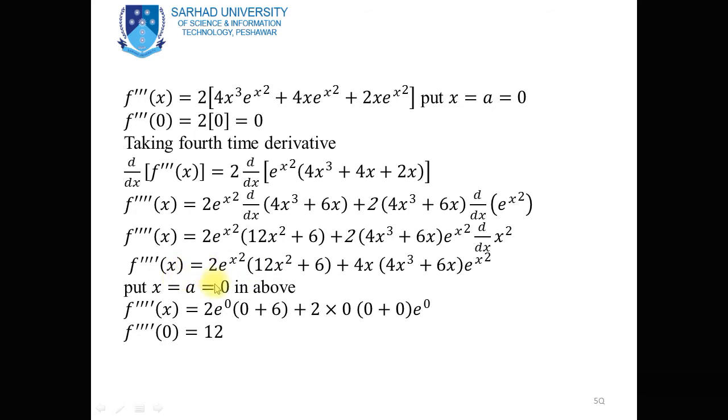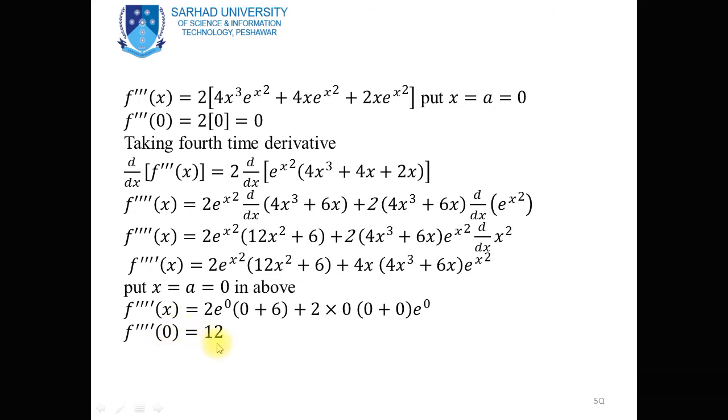Now putting x is equal to a, and a is equal to 0, in this fourth order derivative, we obtain the fourth order derivative of the function. Actually this term is a multiple of x, so putting x is equal to 0, this whole term will be equal to 0, and 12x square is equal to 0. So 2 into e power 0 into (0 plus 6), so 6 multiplied by 2 is equal to 12. So the fourth order derivative of the function at x is equal to 0 is equal to 12.